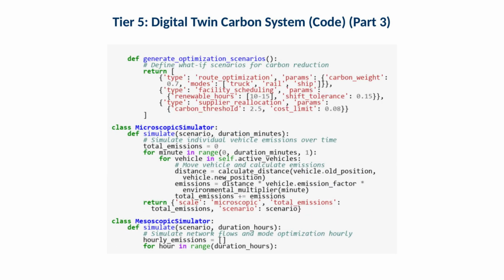Here you typically see the what-if framework. Compare scenarios such as route optimization, renewable energy scheduling, and facility rebalancing. The key is that the twin reports both carbon and cost impacts, so decisions remain economically viable.